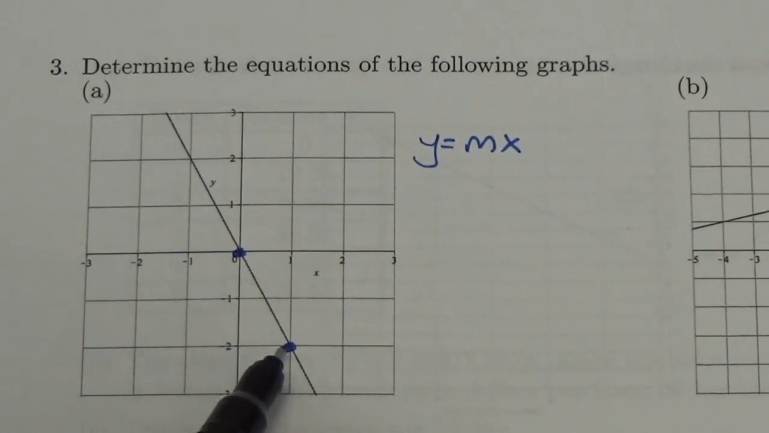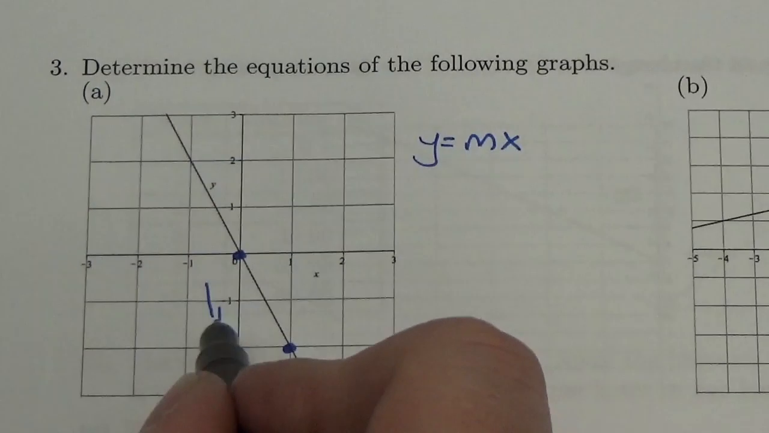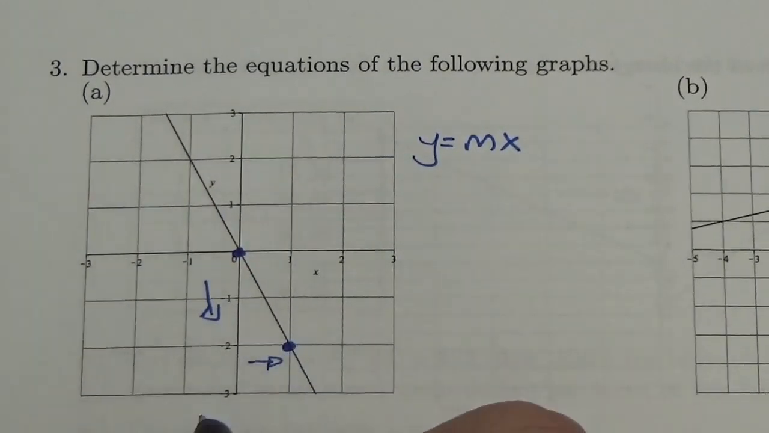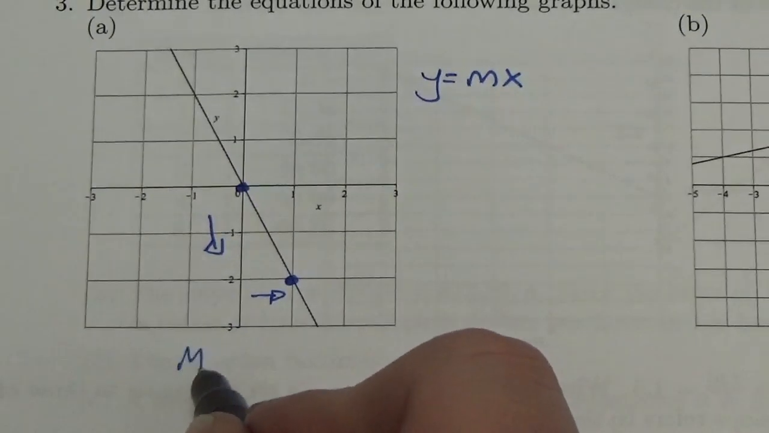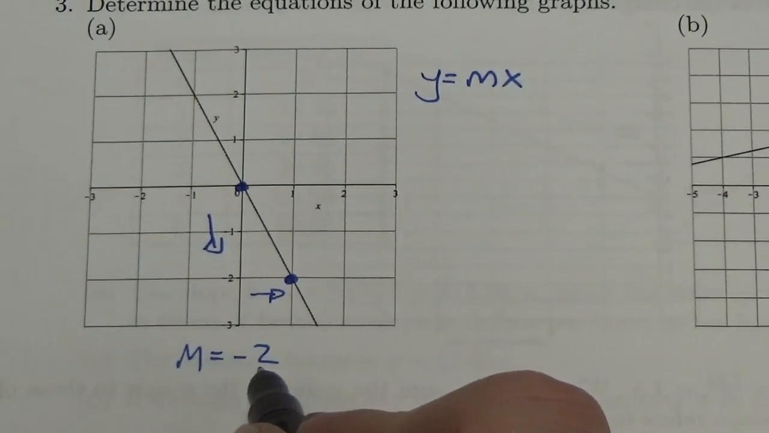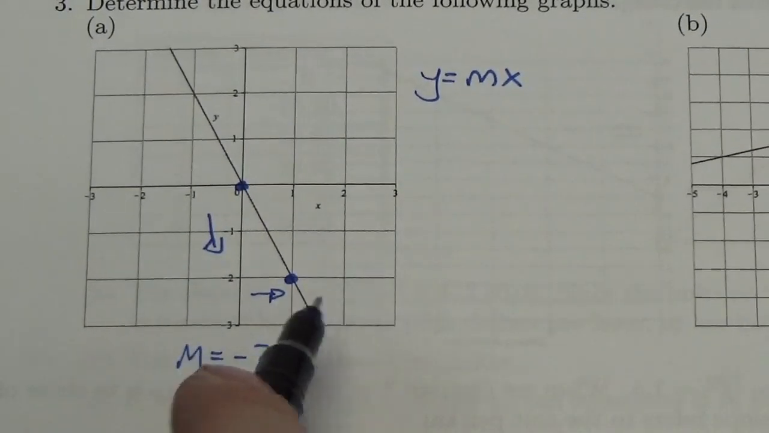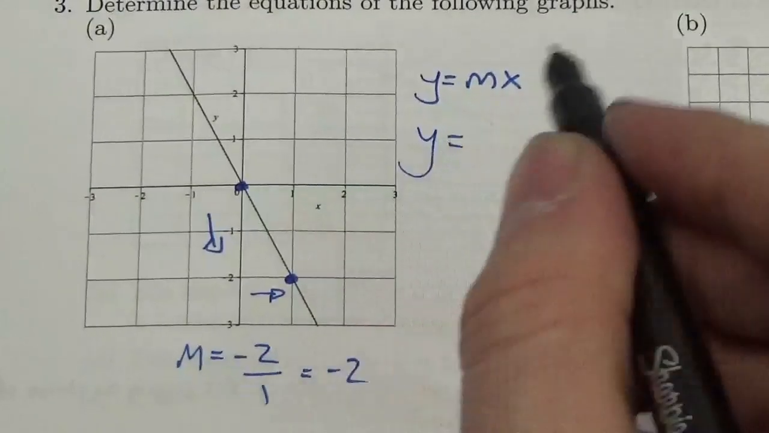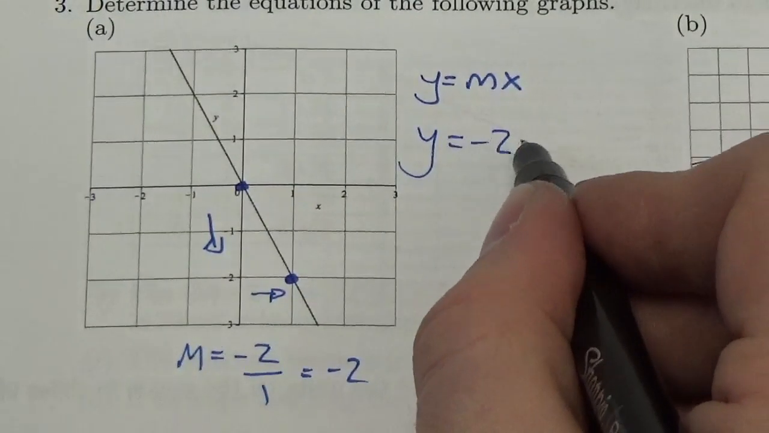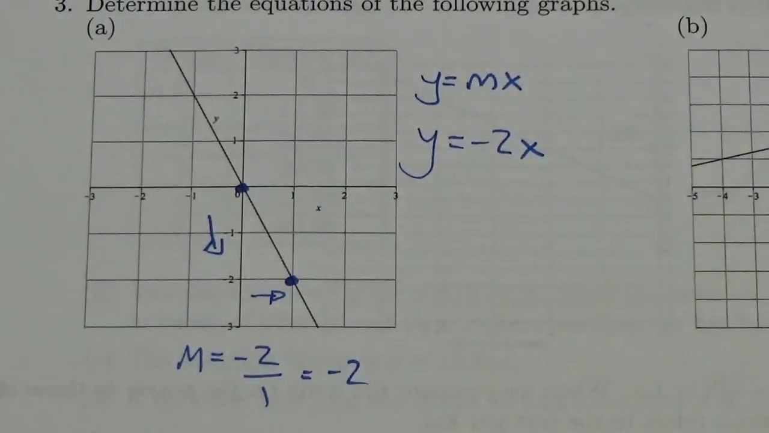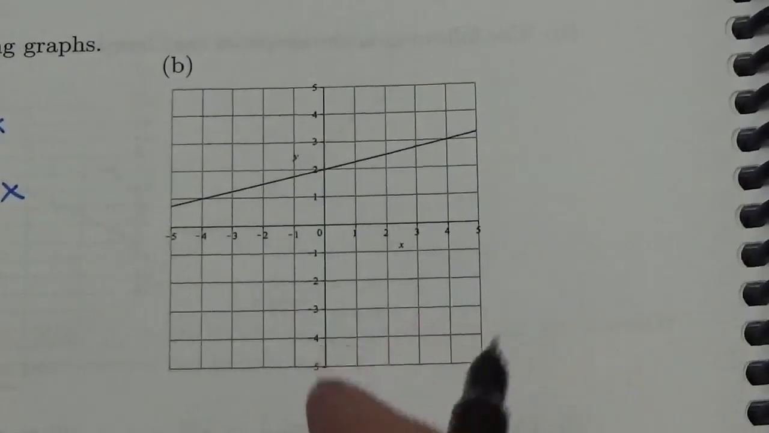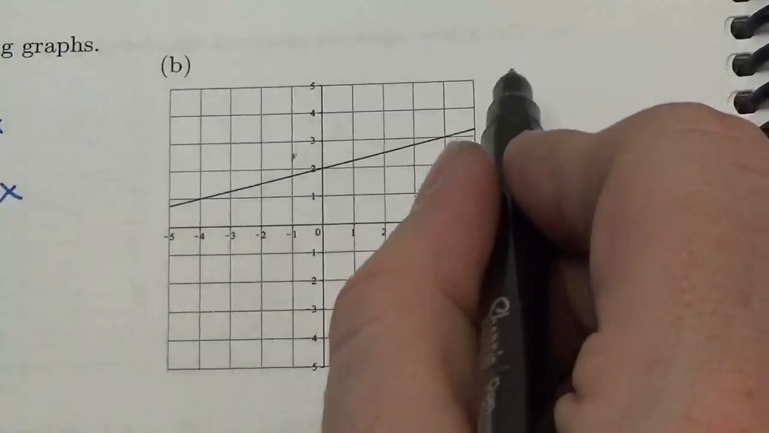So to get from here to here, I had to go down 2 and then to the right 1. So my slope here was going to be -2 over 1, or just -2, right? Because -2 divided by 1 is just going to be -2. So now I plug that slope back into my equation. So -2x.